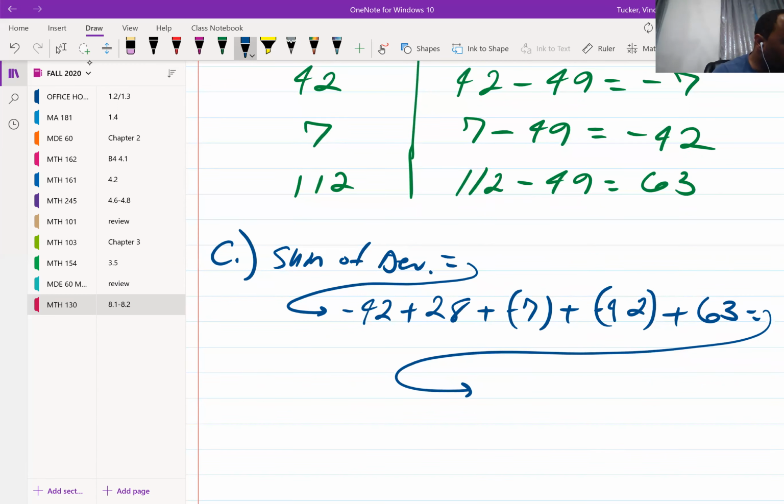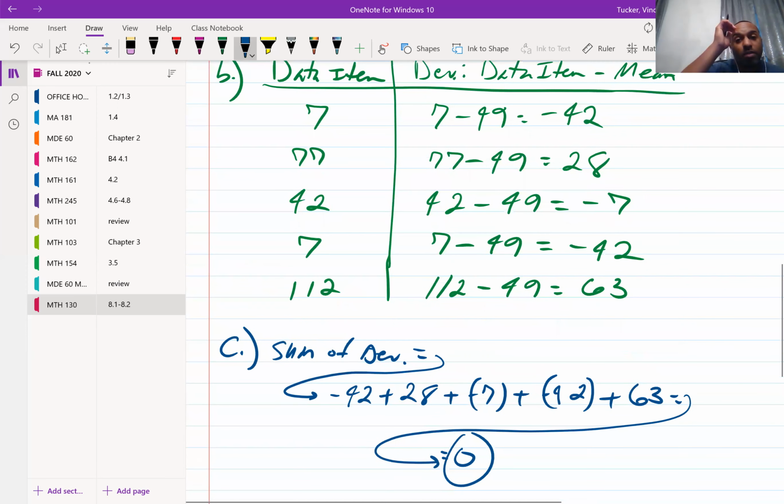That's 0. Yep. 91, 42, 89. Yep. All right. So the sum of your deviations is 0. All right. Questions on those three pieces? What they're asking of you, terminology, anything?